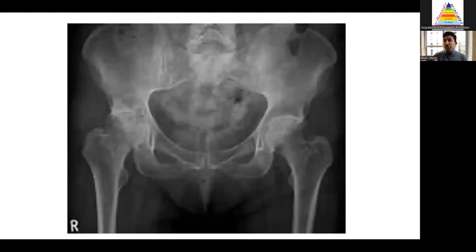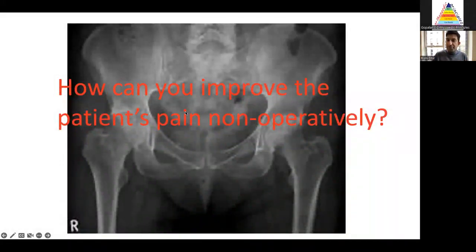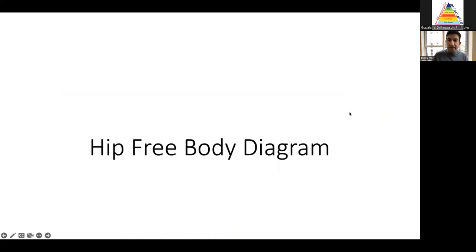The next way they could ask you a free body diagram is they could show you something like this, a very arthritic hip on the right side, reduced joint space, osteophyte formation, subchondral sclerosis, and cysts. And they could say, how can you improve the patient's pain non-operatively? Okay. So I'm going to come back to both of those clinical scenarios, and I'm going to talk to you about hip free body diagrams and how we draw them.